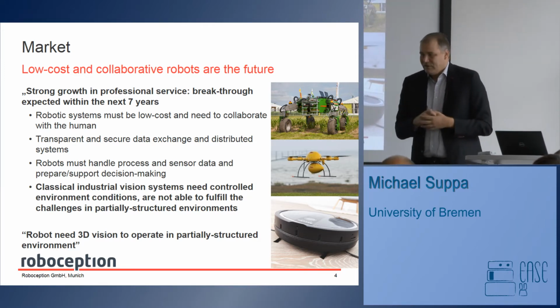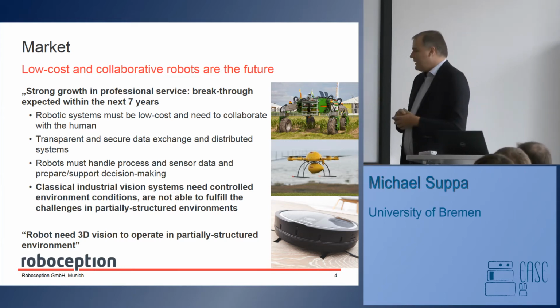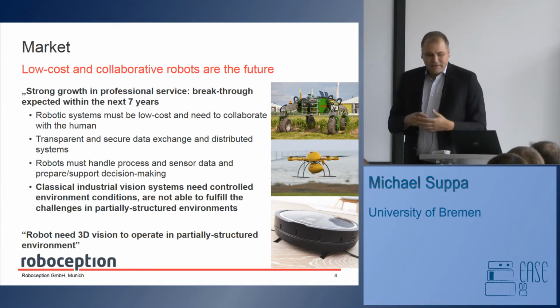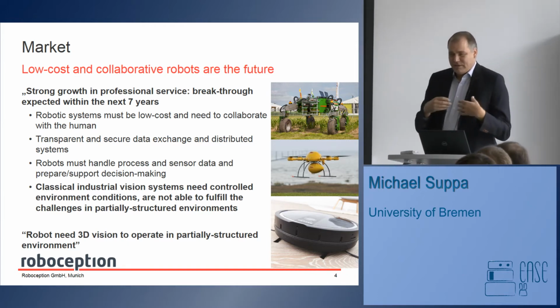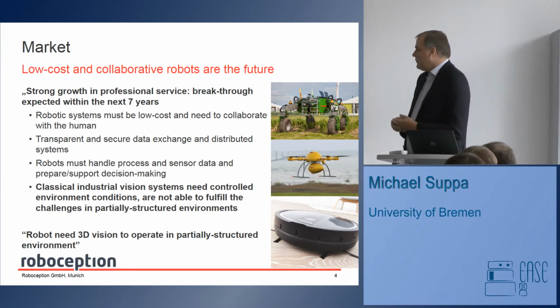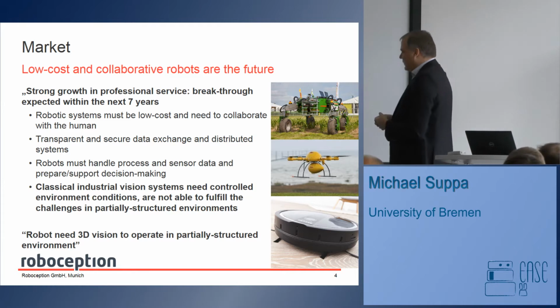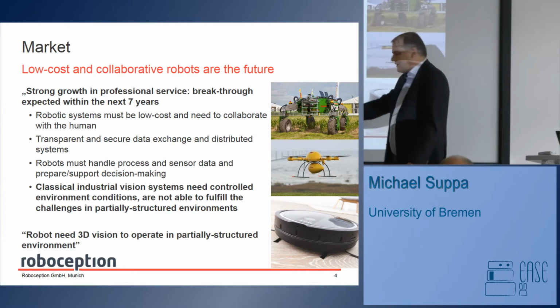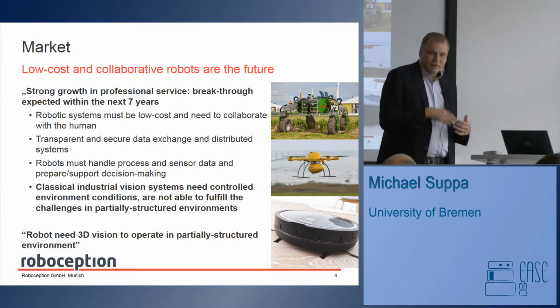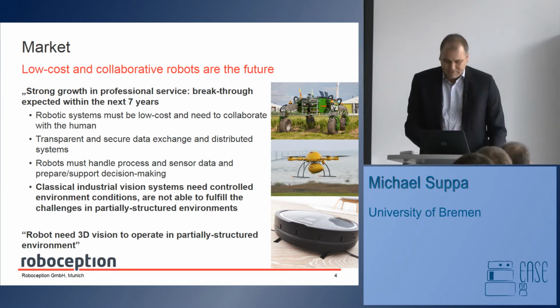the classical 2D vision doesn't give you the scale, doesn't give you the metrics that you need for most applications. So it's always a combination of 2D and 3D in a real application that you want to use. Because otherwise you cannot solve this partially structured, unstructured environment at all, because somehow you need to get that information.